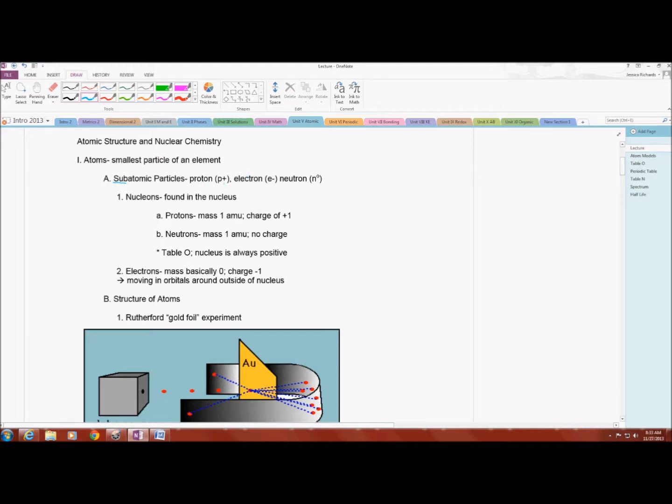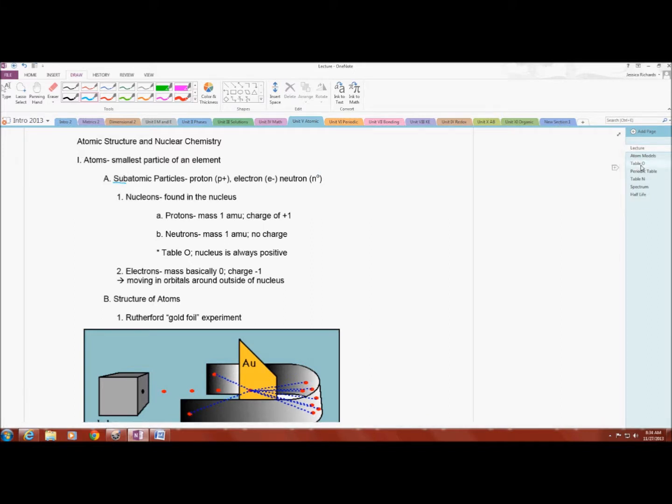When I shorthand them, I shorthand protons as a P with a little plus next to it because protons have a charge of +1. I shorthand electrons as an E with a little negative sign next to it because electrons have a charge of -1. And I shorthand neutrons as a little N with a 0 next to it because neutrons are neutral and have no charge at all.